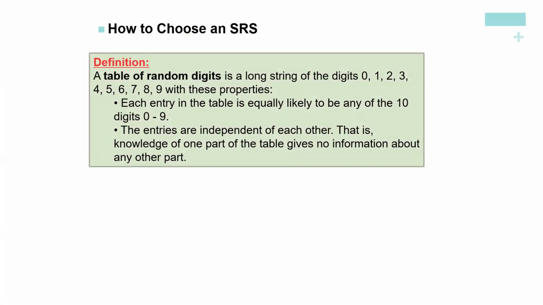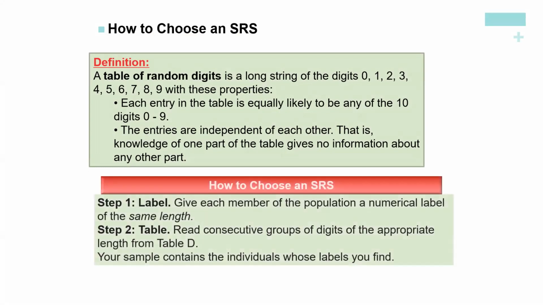So how do we choose an SRS? One way is by using what's called a table of random digits, okay? A table of random digits is a long string of digits from 0 to 9 with the given properties. Each entry in the table is equally likely to be any of the 10 digits. The entries are independent of each other. That is, knowledge of one part of the table gives no information about any other part.